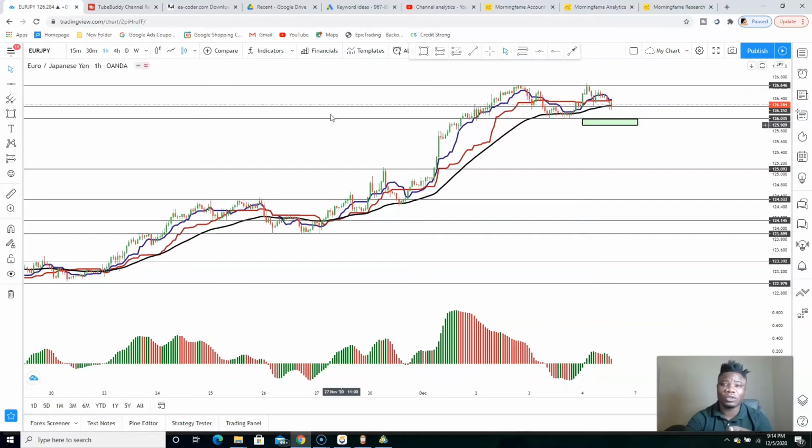You have to use your 1-hour time frame for confirmation, because at the end of the day, you're only trying to get 5 to 10 pips. You might think 5 to 10 pips is not a lot, but if you're trying to build your account, that's all you need, 5 to 10 pips.